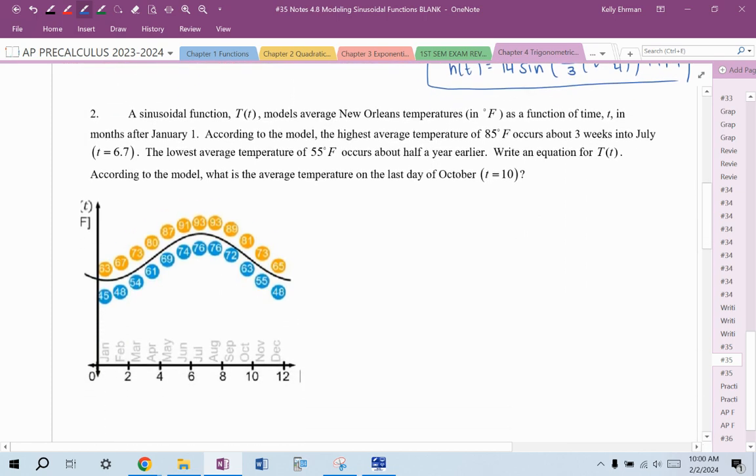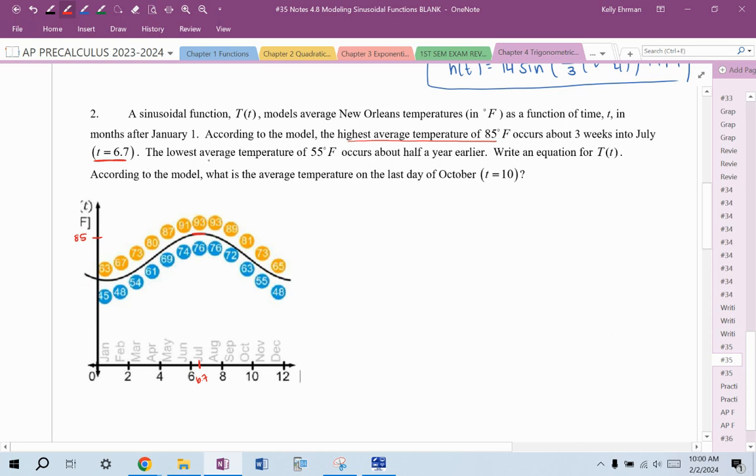A sinusoidal function, T of t, models the average New Orleans temperatures in degrees Fahrenheit as a function of time, t, months after January 1st. According to the model, the highest average temperature of 85, so our max here is 85, occurs about 3 weeks into July, which is t equals 6.7. I'm just marking in this information.